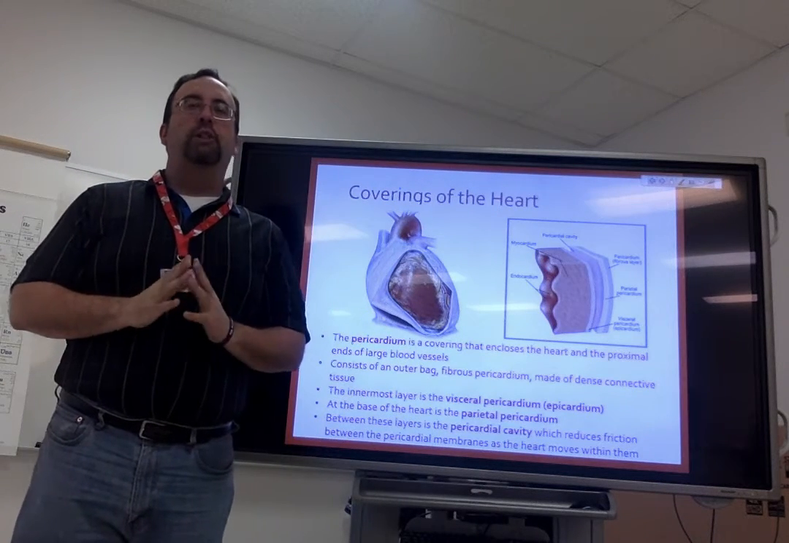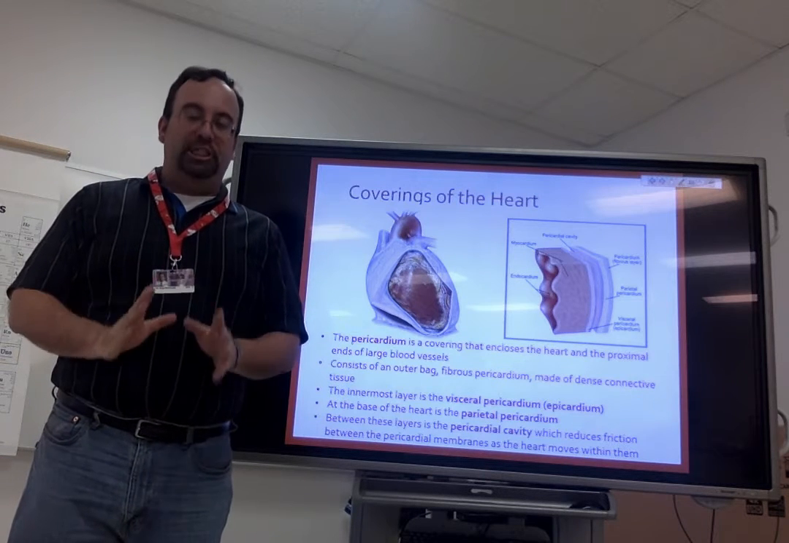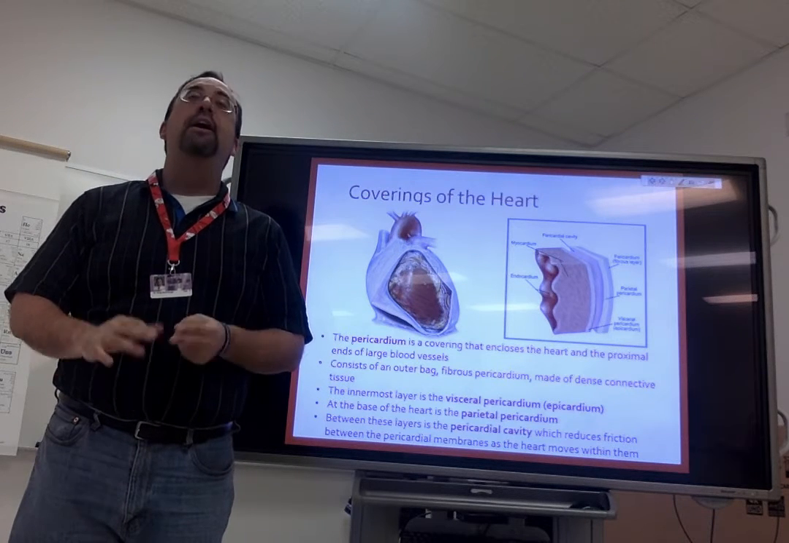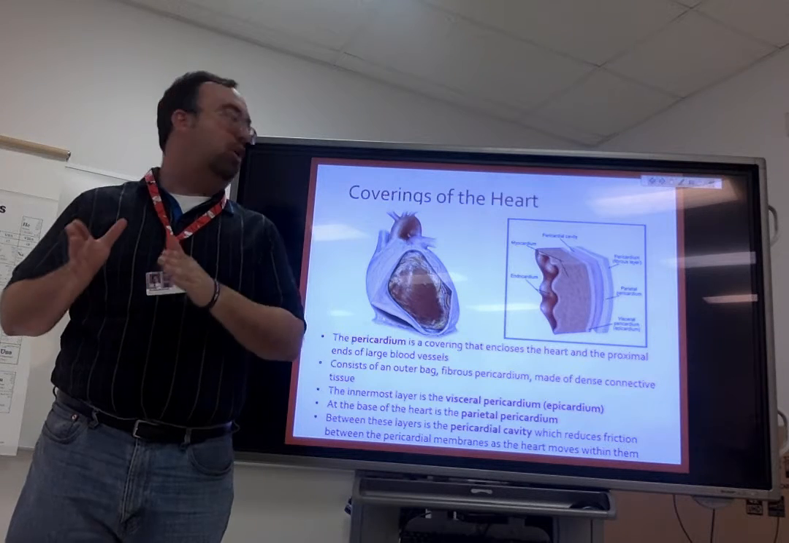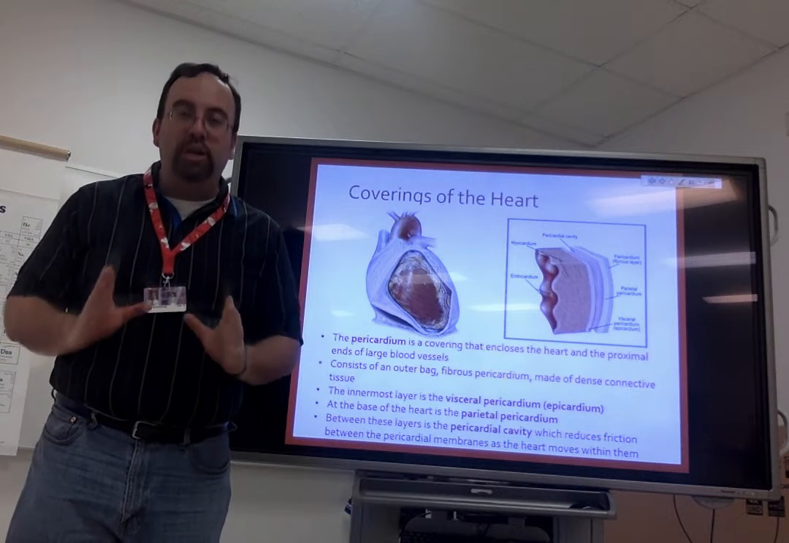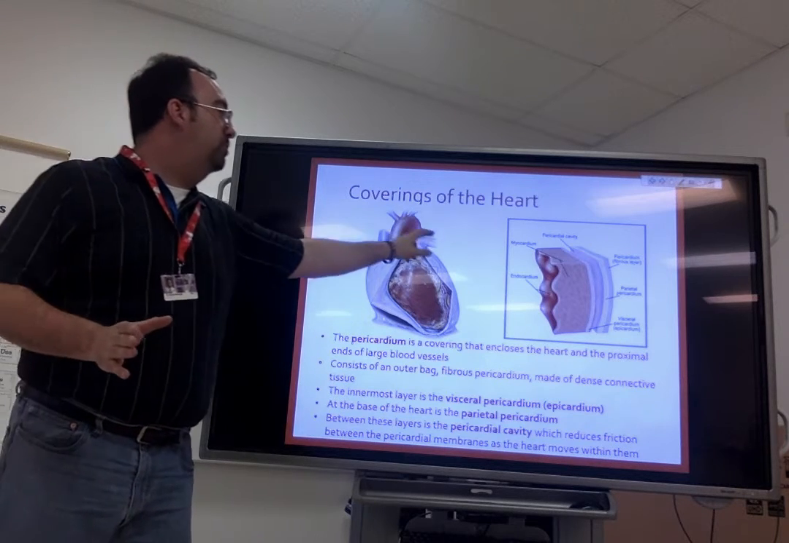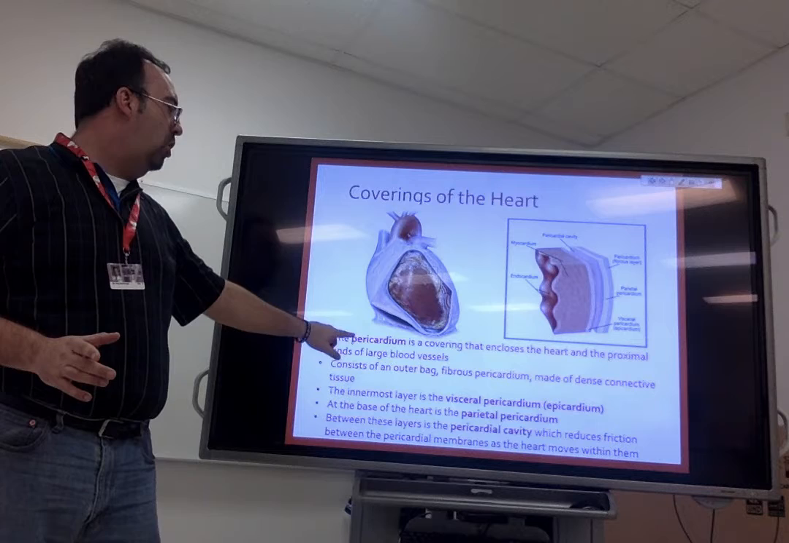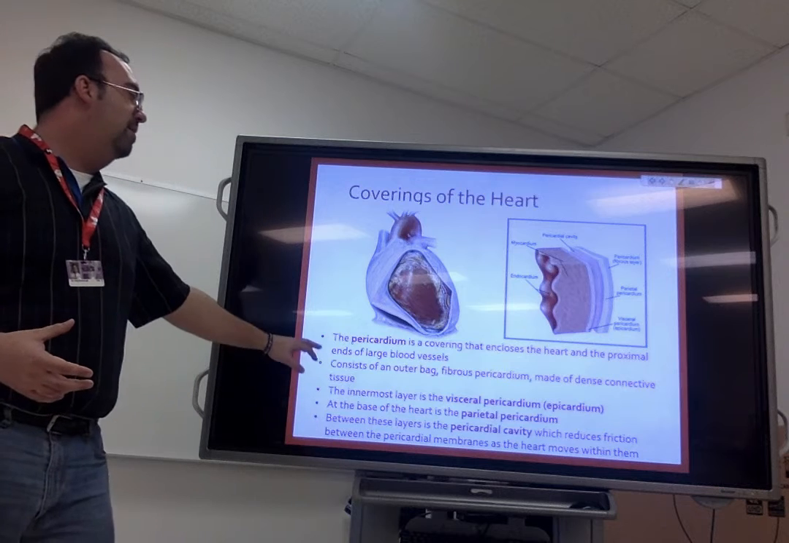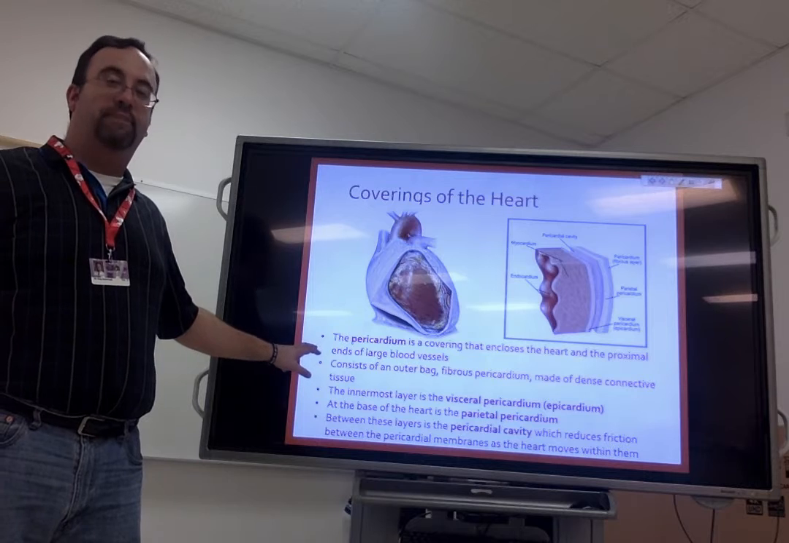We also need to talk a little bit about the three different coverings of the heart. Just as we talked about before in the muscular system and the nervous system, there is a pattern in the way that these are named. Whenever you see the word cardiac or cardio, you need to think about the heart. We see, first of all, that the outermost covering of the heart, this part right here, is called the pericardium. Again, see the word cardium, which refers to the heart. This is a covering that encloses the heart and the proximal ends of the large blood vessels.